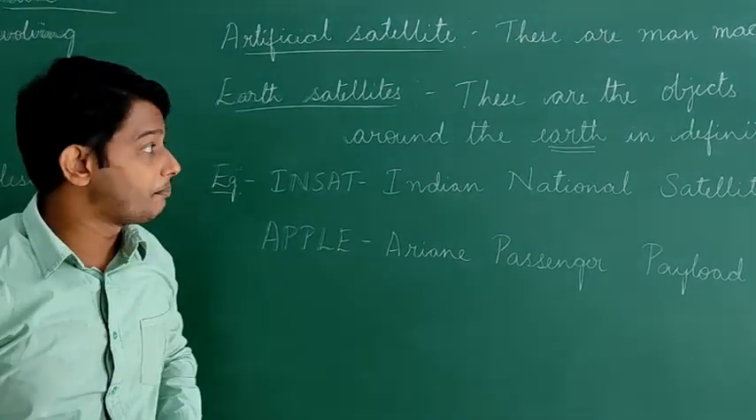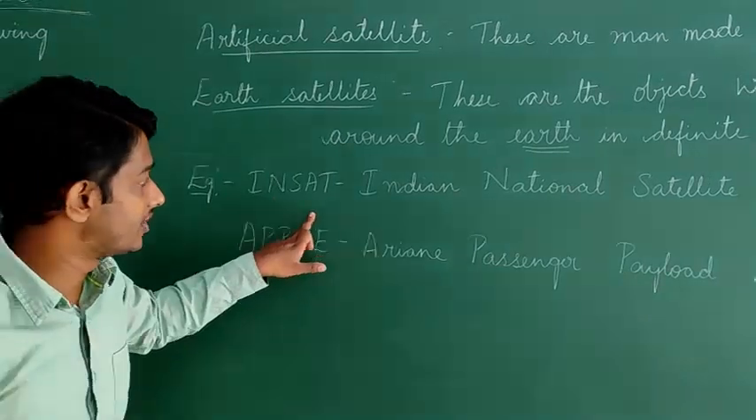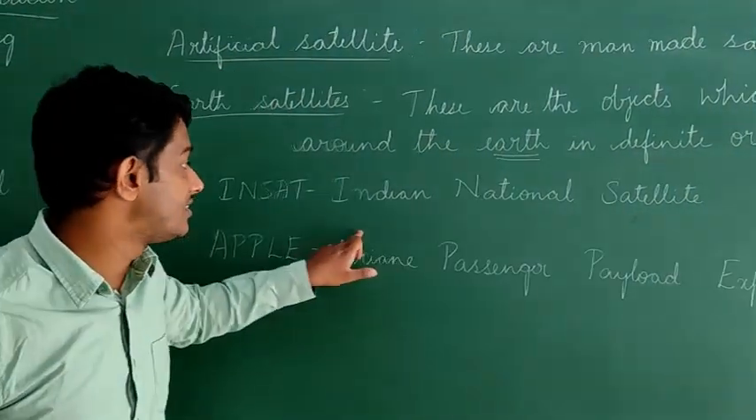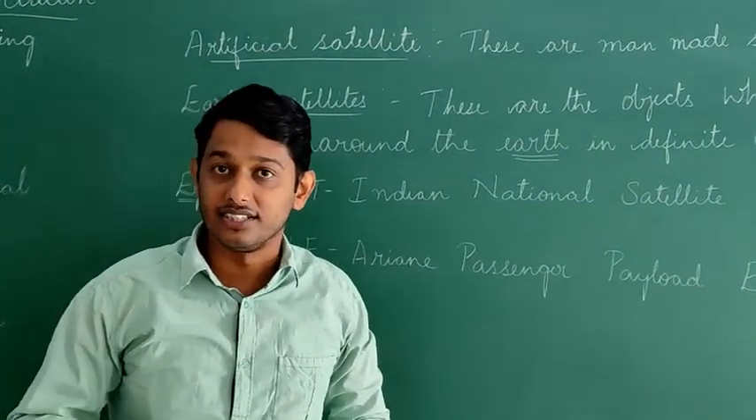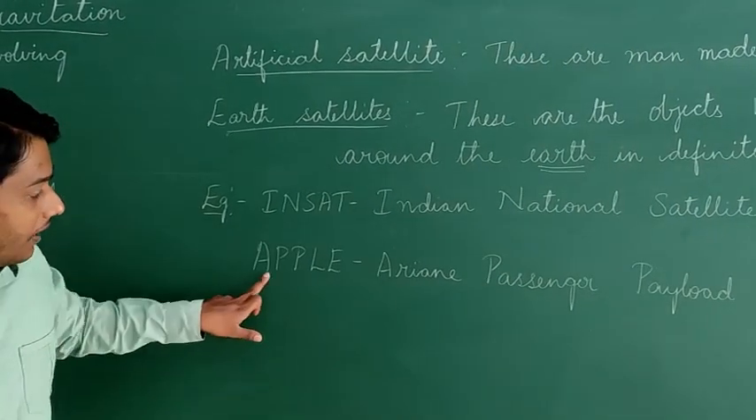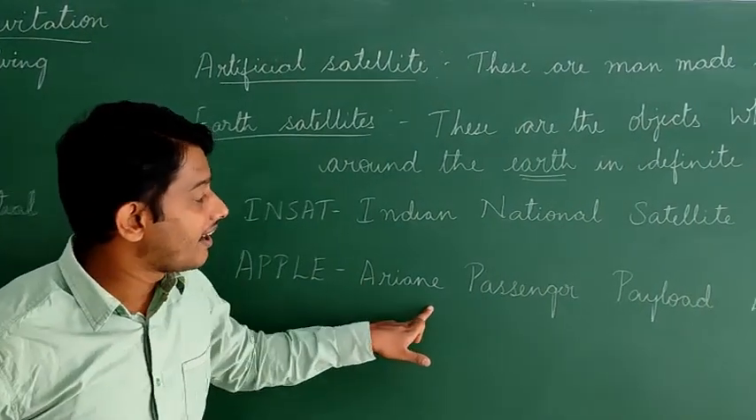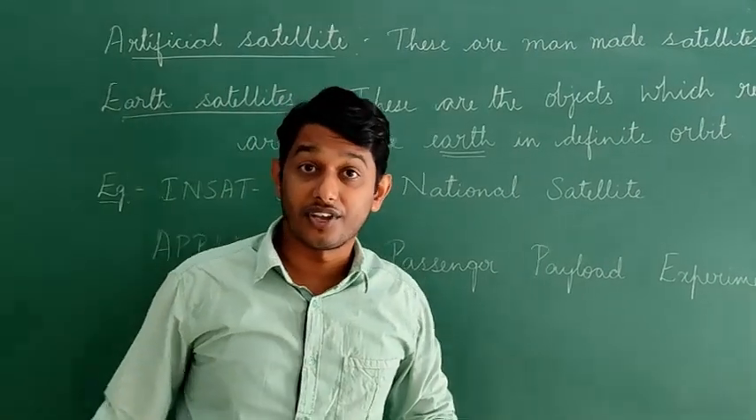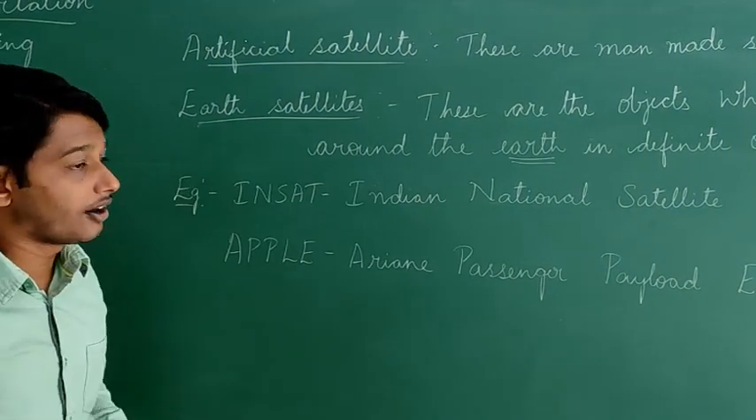We have examples for this, INSAT. This is our Indian satellite, named Indian National Satellite. I hope you know this. INSAT 1, INSAT 2, INSAT 3. We have many satellites with this name. I have one more example, APPLE, an acronym for Airline Passenger Payload Experiment. That is another Earth satellite that revolves around our Earth.